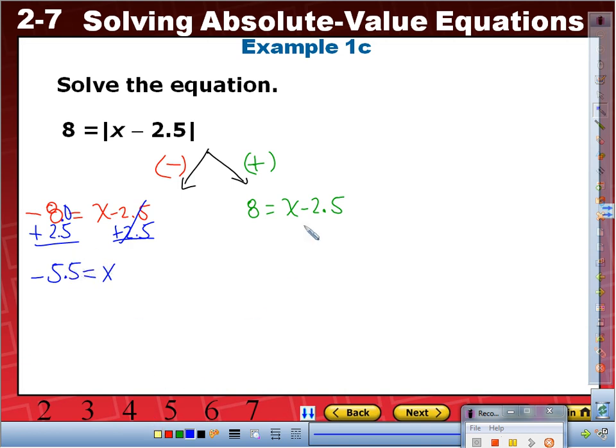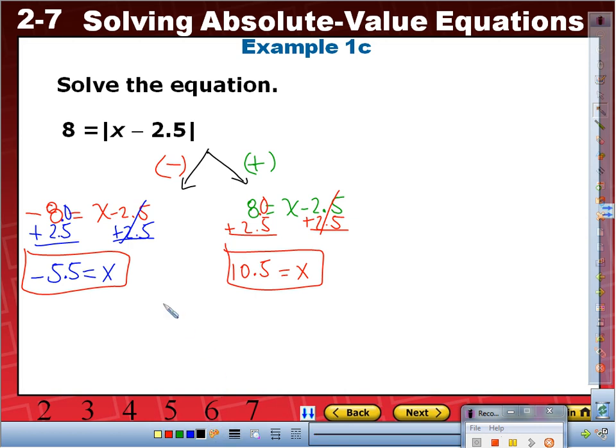Now, let me work this one out. Add 2.5, add 2.5. I add a decimal and a 0. These cancel. We're left with x equals, what is 8 plus 2.5? 10.5. So, my solutions are these two. And my solution set is negative 5.5, comma, 10.5. Don't copy yet. Let me explain why we got two different numbers.